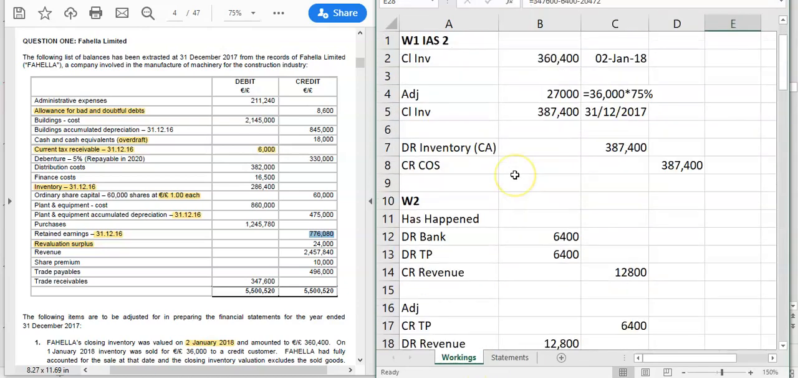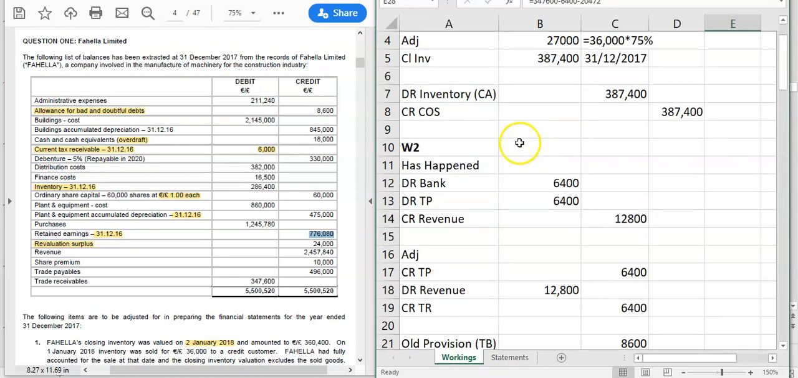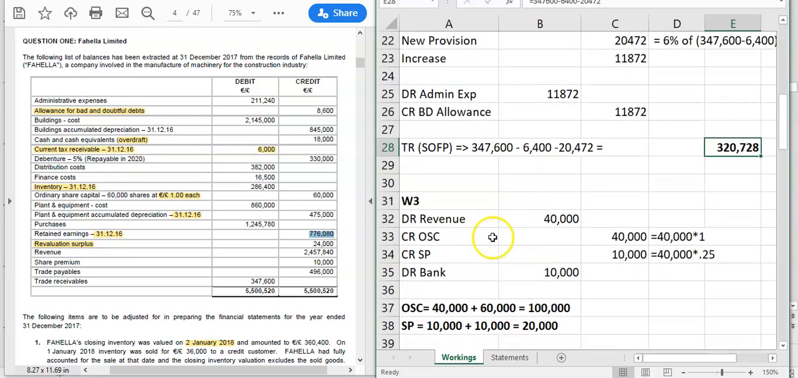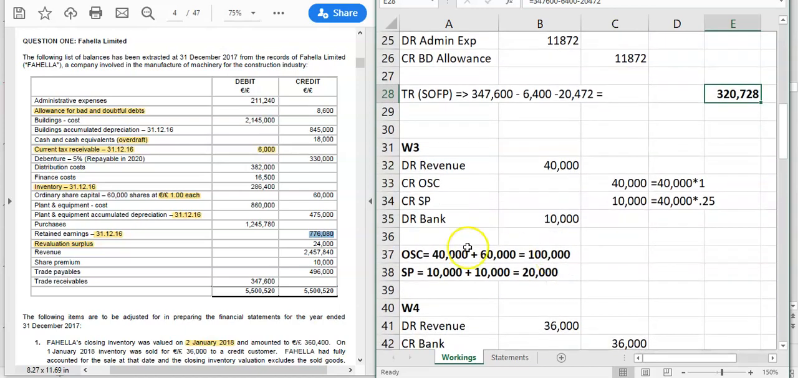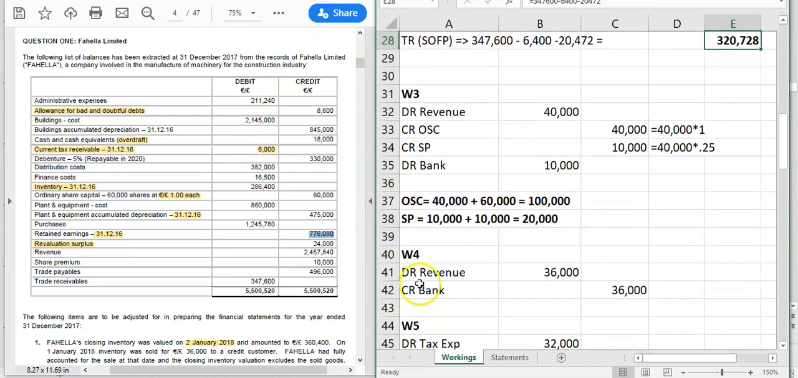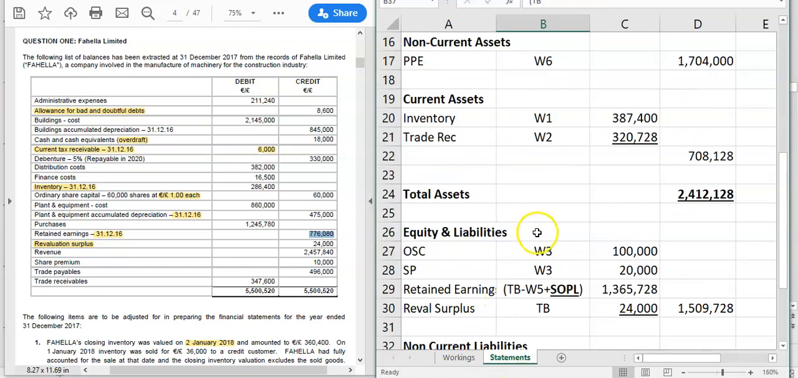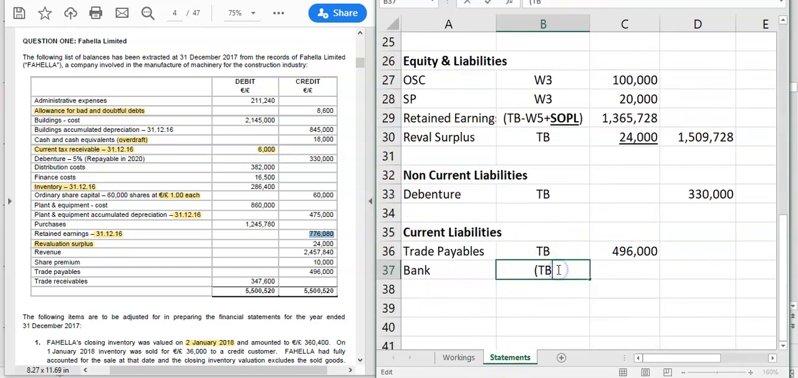Come back to our workings then. In this case, there's no adjustment to bank, because bank has already been done. That's fine for working 2. Working 3, you're increasing bank by 10, debit bank. Working 4, you're decreasing bank by 36. So just be careful here now. We are in liabilities. So increasing the bank means reducing the liabilities and increasing 36.